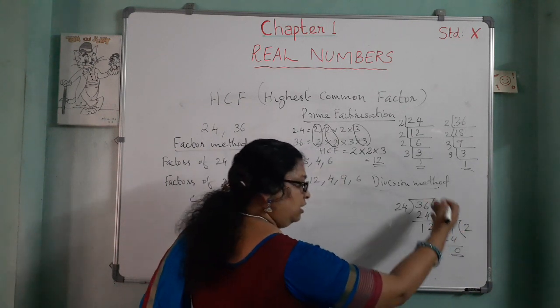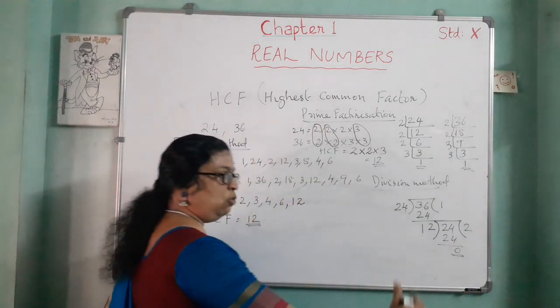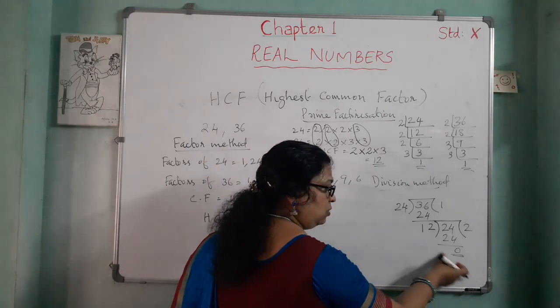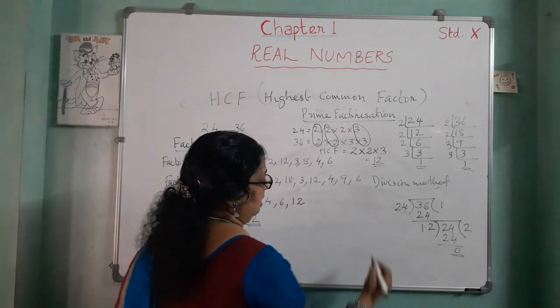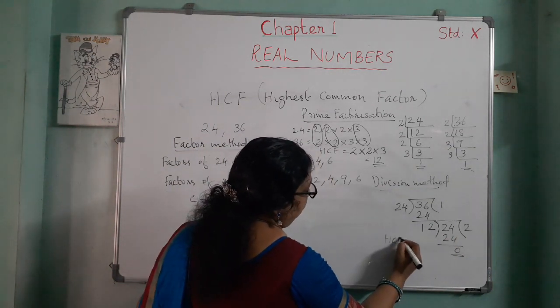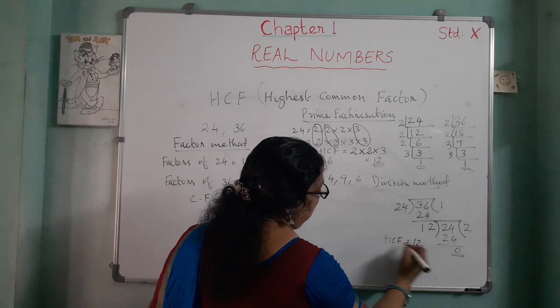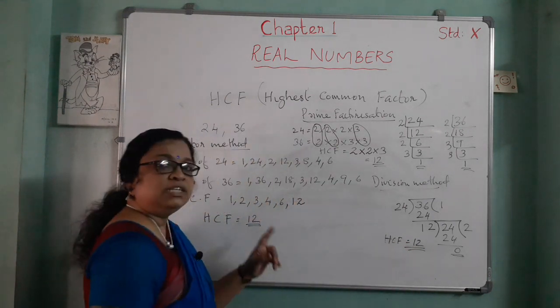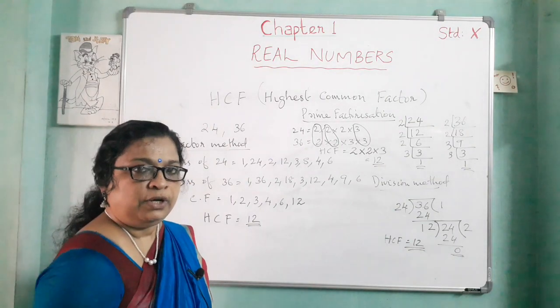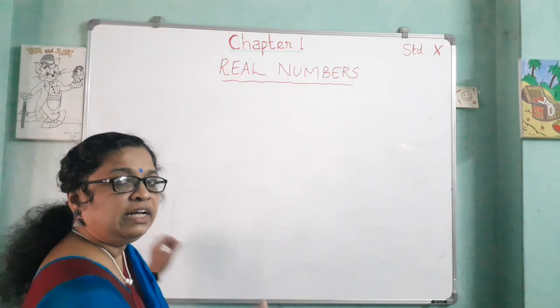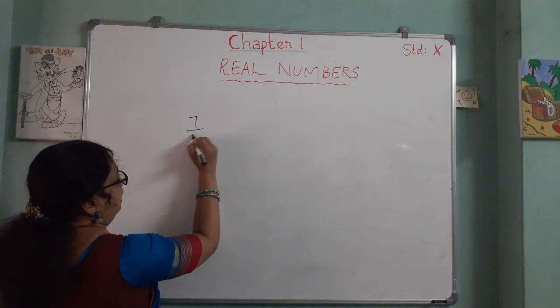We are dividing in this way, and whenever we get remainder 0, the last divisor is the HCF. So here also HCF is 12. So these three methods we studied in earlier classes for finding HCF. Okay. Then now consider a fraction 7 by 2.